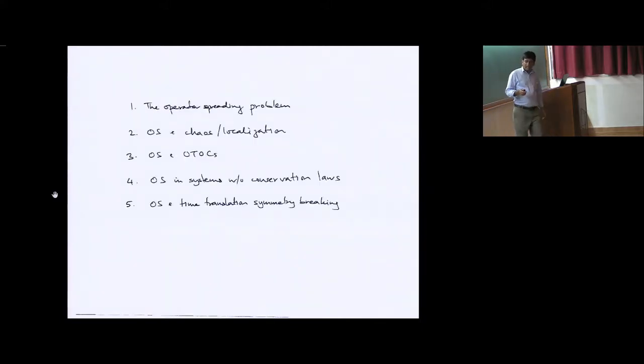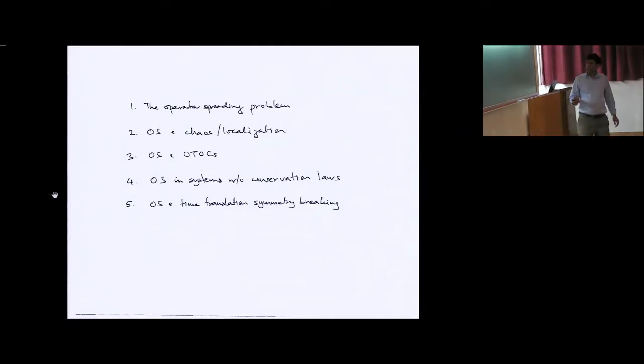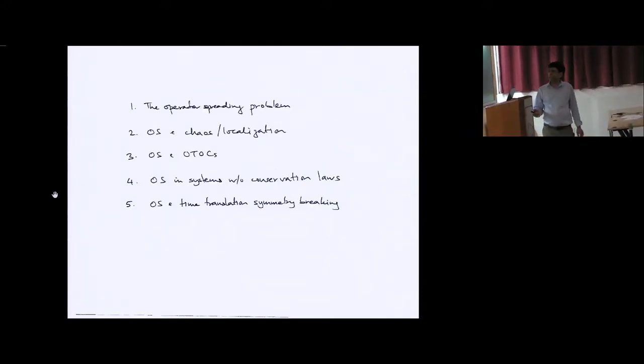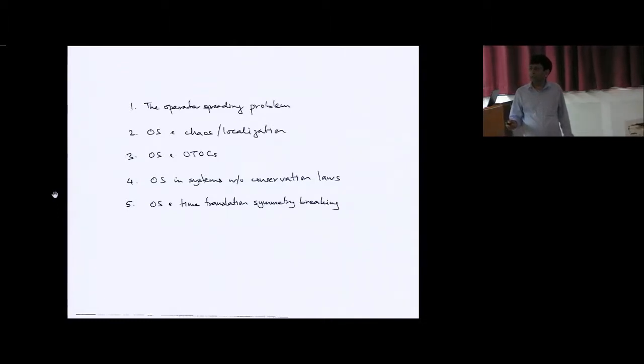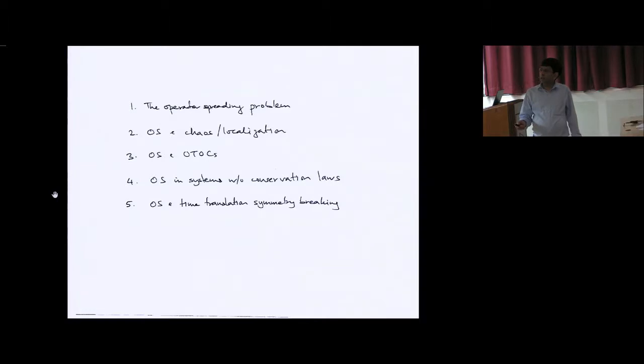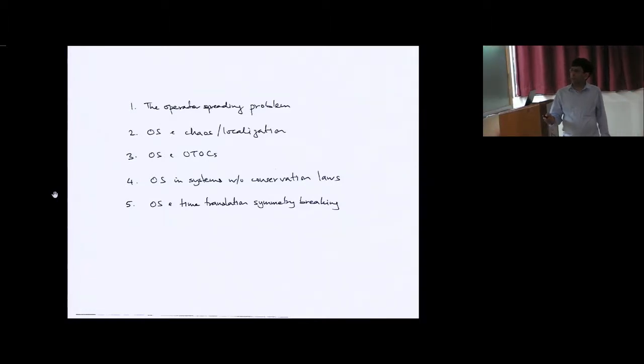Okay, so here's the plan. At the risk of boring many of you, this was designed more for a condensed matter audience. I will talk about the operator spreading problem, what it is. Talk about what operator spreading has to do with the questions of chaos and localization, which again will be reviewed, certainly for some members of the audience, such as Juan Maldacena. Operator spreading and OTOC, so this is sort of a review part.